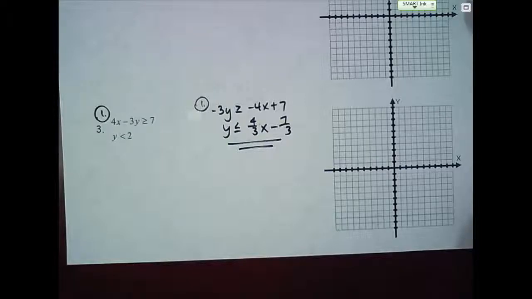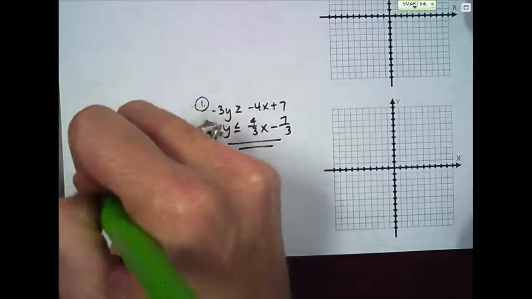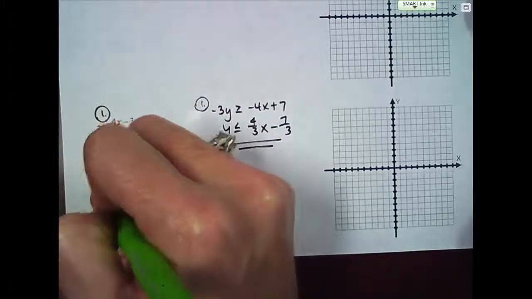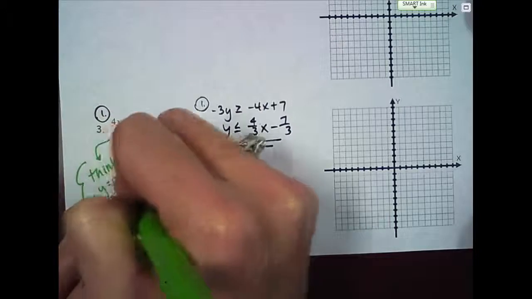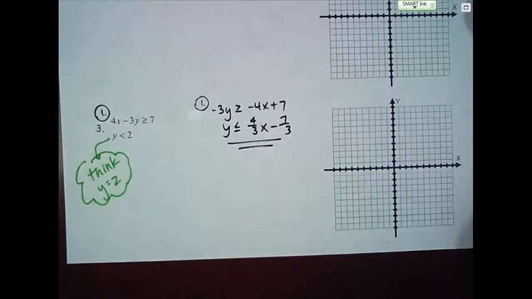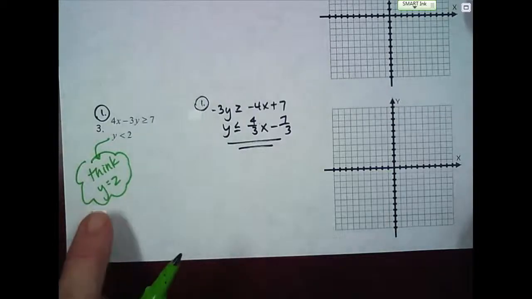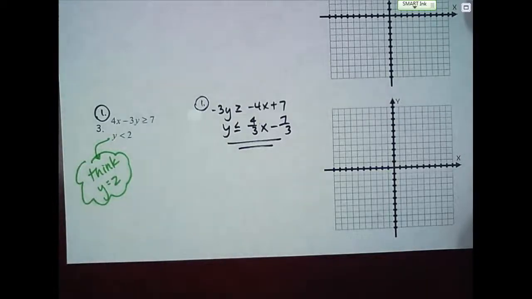For number 3, I'm sorry, I said 3. For line 2, okay, this line, in my opinion, if you're not sure what to do, make yourself a little think bubble and just, let's make it easier. Think y equals 2, right? Y equals 2 is just a line. So you're going to do the same thing, but you're going to graph y is less than 2. So you're going to go and make a dashed line and shade under. Try to graph it.